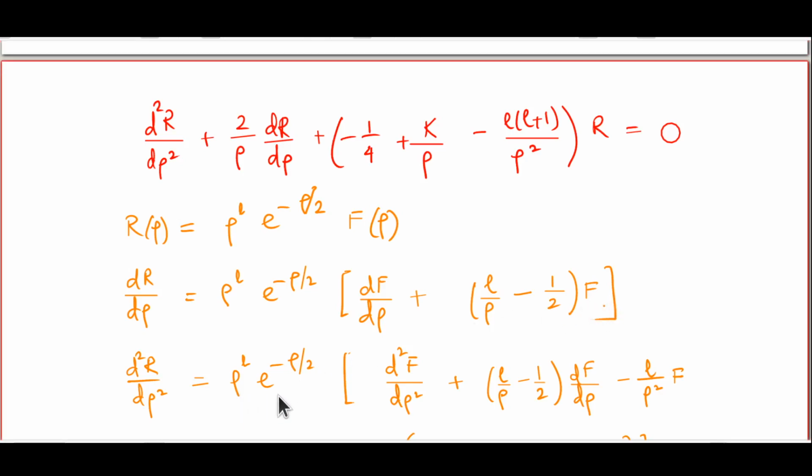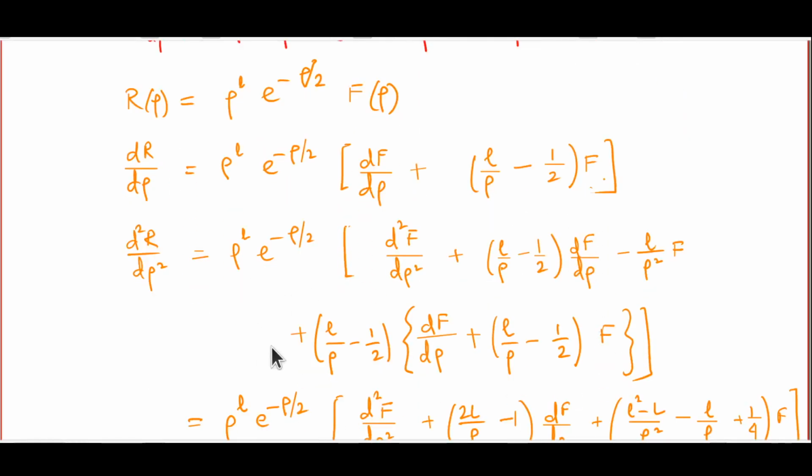You have the overall factor rho to the L e to the minus rho by 2. Then you differentiate this function, which obviously gives you d2f d rho 2. Then this one gives you L by rho minus half times df d rho. And you also have to differentiate the L by rho term here to get an extra minus L by rho square f. But that's only from the differentiation of this factor. I also have to get an extra L by rho minus half times this factor overall. So that's the extra piece.